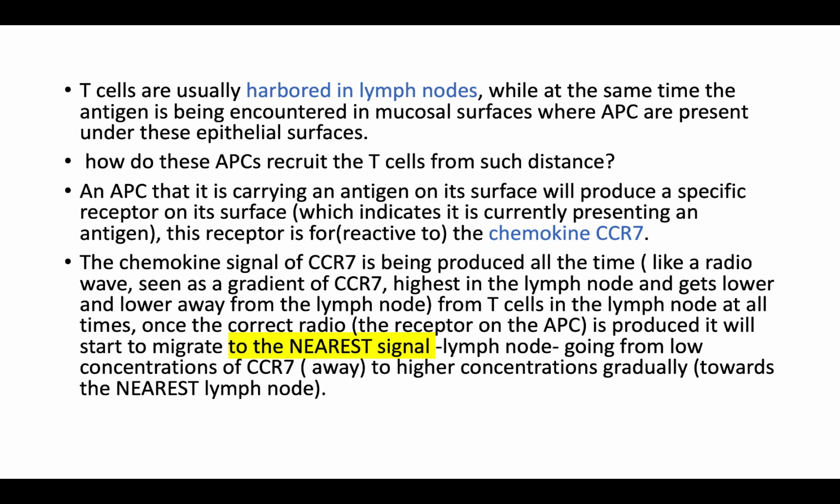Now you, the APC in the mucous membrane, found the antigen, you broke it down, you are presenting it, and you put on this helmet, which is reactive to the chemokine. So you follow the concentration. The more the concentration increases, the closer this cell gets to the lymph node. That's how it will find its way towards the nearest lymph node.